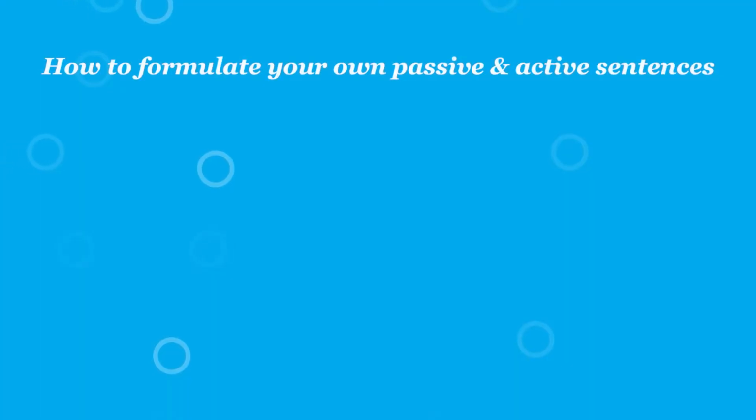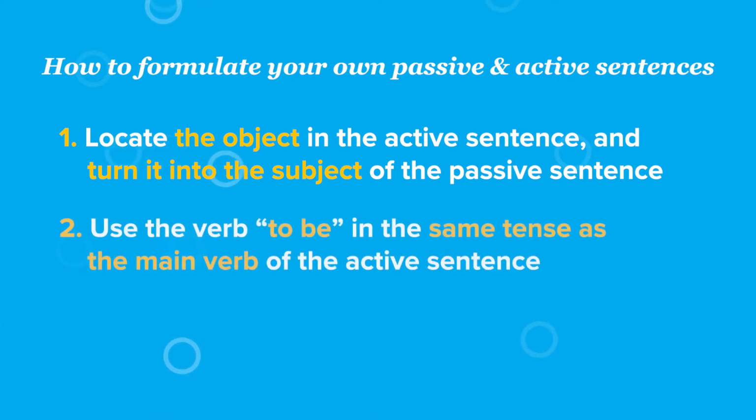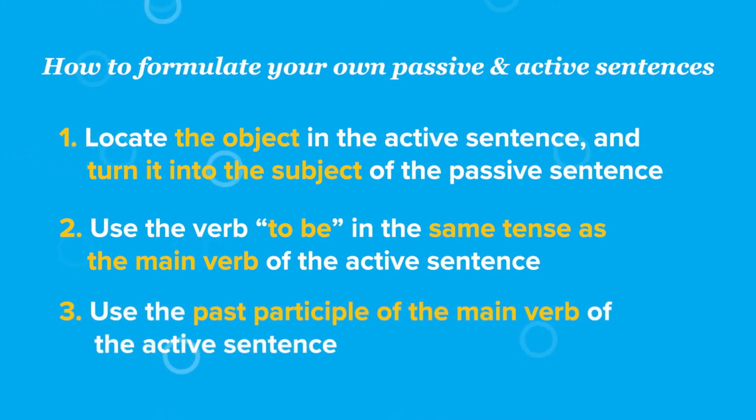There are 3 steps to doing this. First, locate the object in the active voice sentence and turn it into the subject of the passive sentence. Second, use the verb to be in the same tense as the main verb in the active sentence. Third, use the past participle of the main verb of the active sentence. Let's go over this a little more using an example.